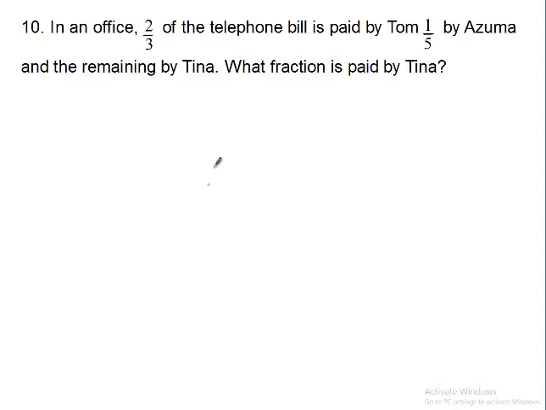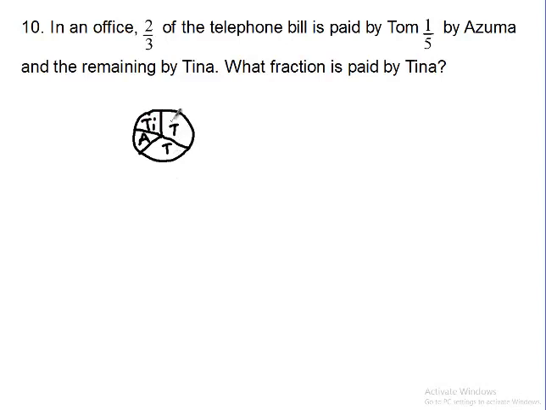So the first thing we need to do is just visualize what the information is telling us. Let's use a visual cue. Let's take a circle to represent our whole, because fractions normally represent wholes. And out of this whole, 2/3 here, that looks a bit like this, 1/3 and another third is paid by Tom. So let's put a T here. And 1/5 is paid by Azuma. And we're being asked to find out which part is paid by Tina, T-I.